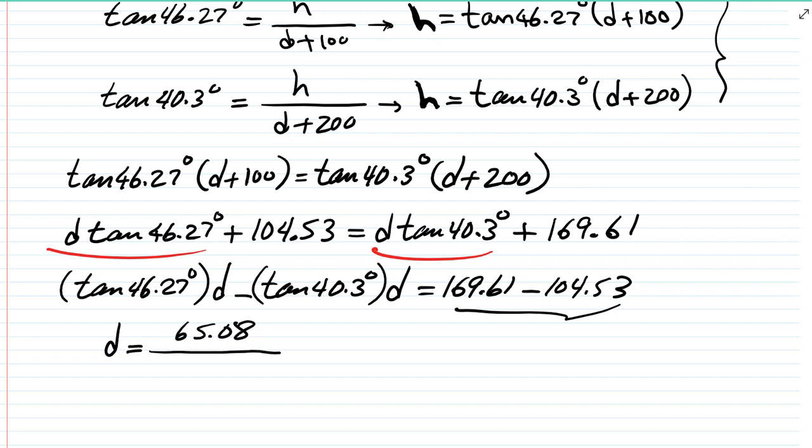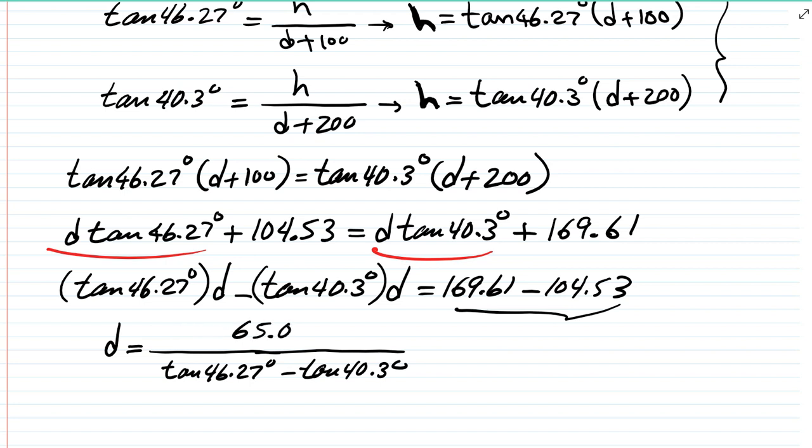divided by the coefficient on d, which is tangent 46.27 degrees minus tangent 40.3 degrees. I'm going to use a calculator here in a moment. I'm just postponing the inevitable. And now using my calculator, I got d to be 329.9 feet. Okay, but that's not what the question asked for.